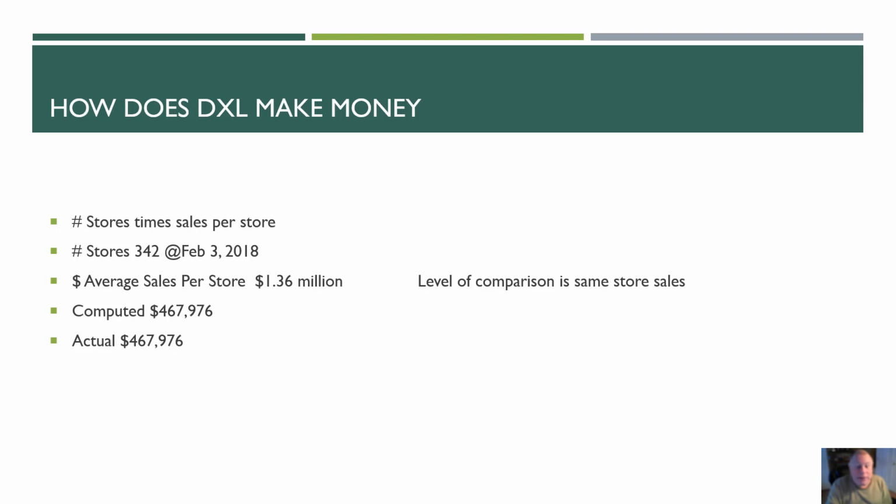How do they make money? Number of stores times sales per store. They had 342 stores. Average sales per store, 1.36 million.